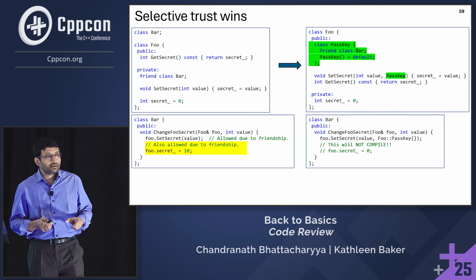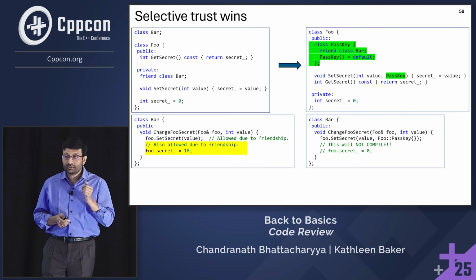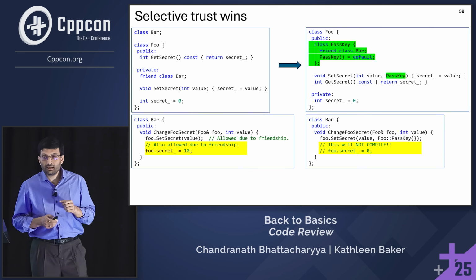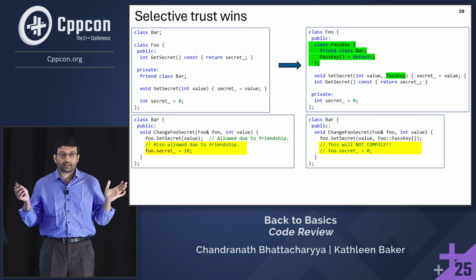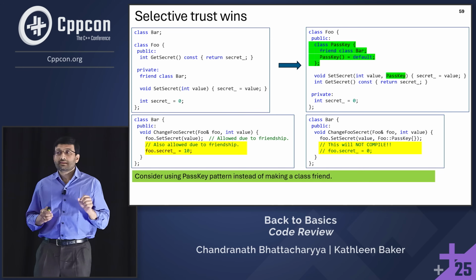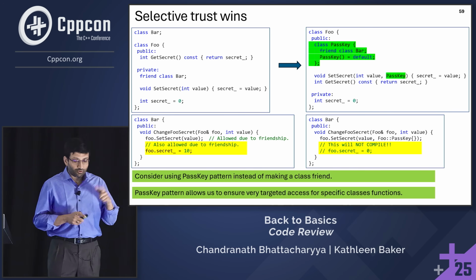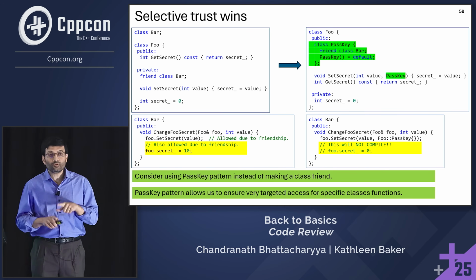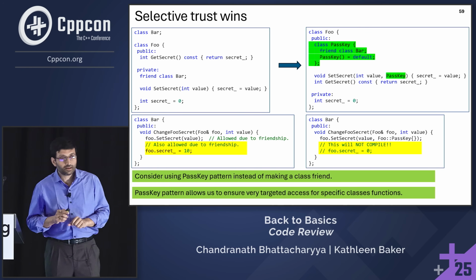Now since bar is a friend to Passkey, it can actually call that Passkey to call set secret, but it cannot do anything else. It has no other access. So consider using the Passkey pattern instead of making a class a friend, because it allows us to ensure very targeted access for only specific class functions.